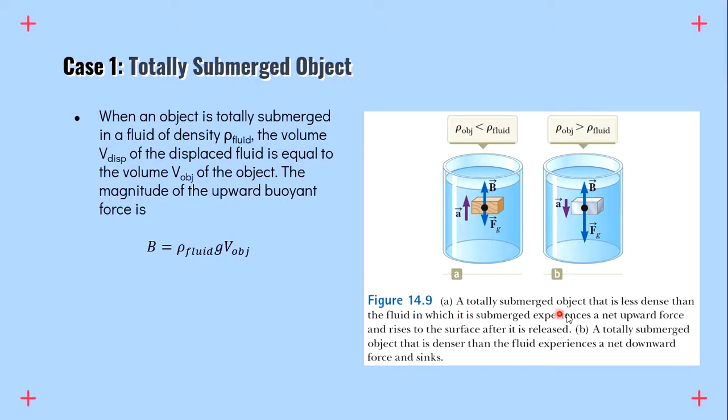A totally submerged object that is less dense than the fluid in which it is submerged experiences a net upward force and rises to the surface after it is released, while a totally submerged object that is denser than the fluid experiences a net downward force and sinks. Okay, but we assume that the object stays stationary in these two examples.